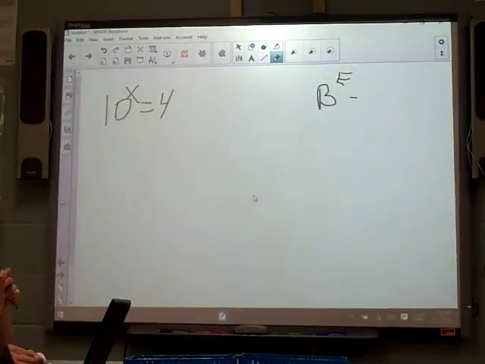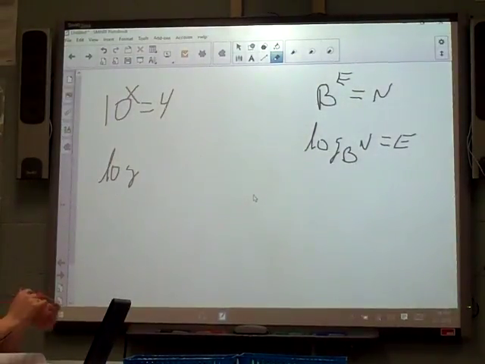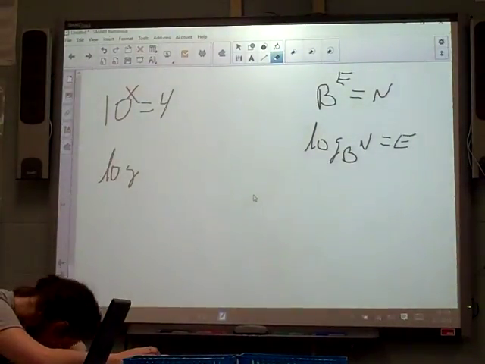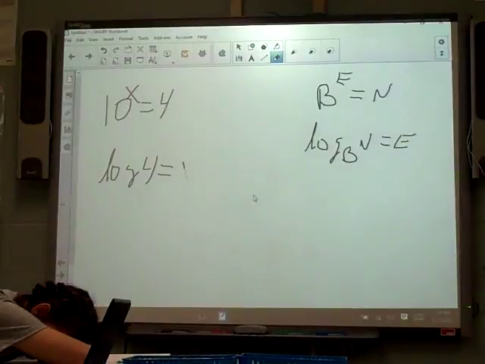My base is the 10. So that's how we'll start here, log base 10. Now what's special about log base 10? Do I have to write the base 10? No. So I'm just going to write log. What's my n? Four. 4 is equal to my e, which is x.